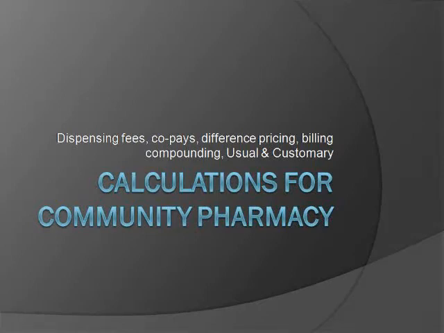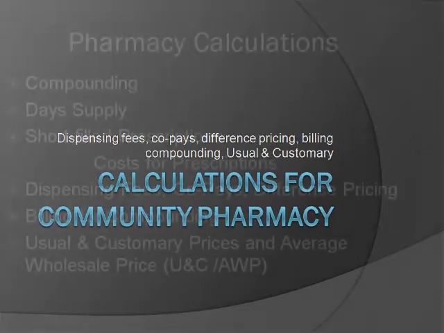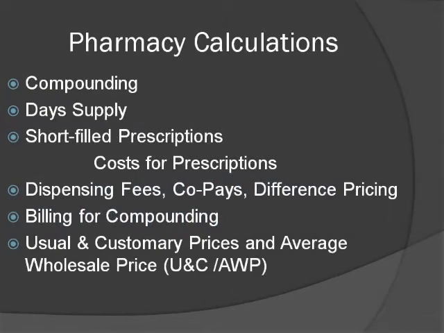We're going to get into our fifth session for calculations, and this session is titled Calculations for Community Pharmacy. I know our last session covered compounding, day supply, and short-filled prescriptions, which you can probably see in a community setting as well. But in this setting, we're going to be covering cost for prescriptions, like calculating dispensing fees with copays and difference pricing, which is just referring to the patient paying the difference of brand to generic or generic to brand.